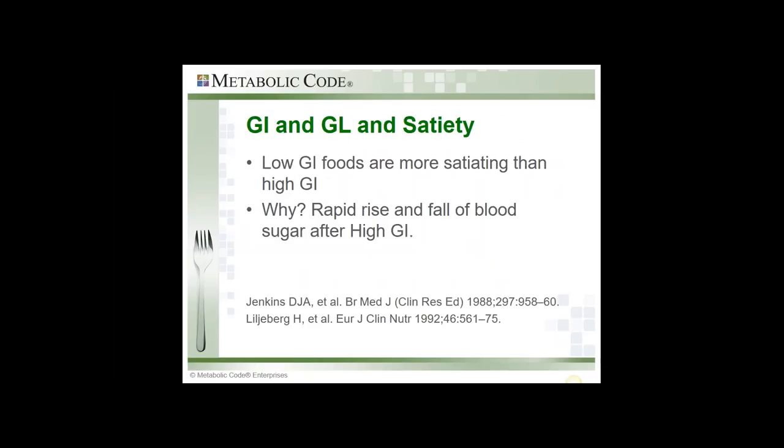So the low glycemic index and low glycemic load foods are much more satiating, and it has to do with the rise and fall of blood sugar after eating those higher glycemic foods. So it's a way to help control appetite by, in whatever diet we choose, employing this lower carb, carb control portion or part of it into the plan.